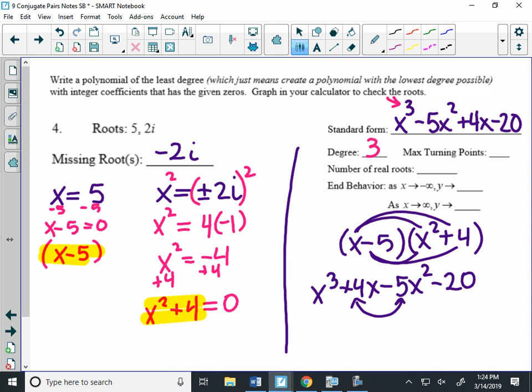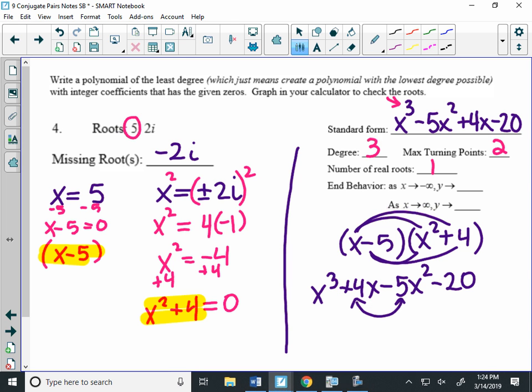And that's good, right? Because how many roots did we have? We had 3 total roots. What's the maximum number of turning points here? 2. Now, how many real roots does this polynomial have? 1. 5 is the only real root. 2i and negative 2i are imaginary. So it has 3 total roots, 1 real root.